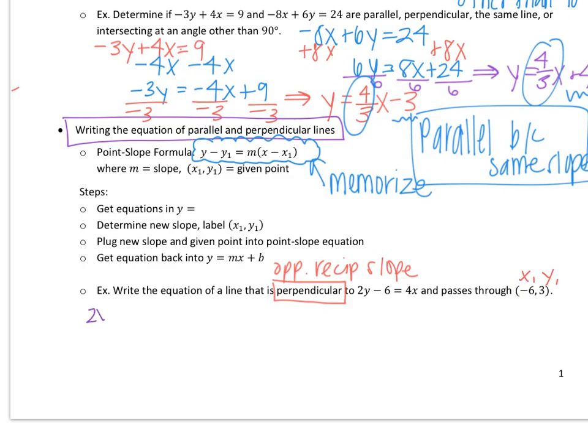So again, first step says to get the equation in y equals. To do this, we move everything away from the y, starting with the 6, by adding it to both sides.